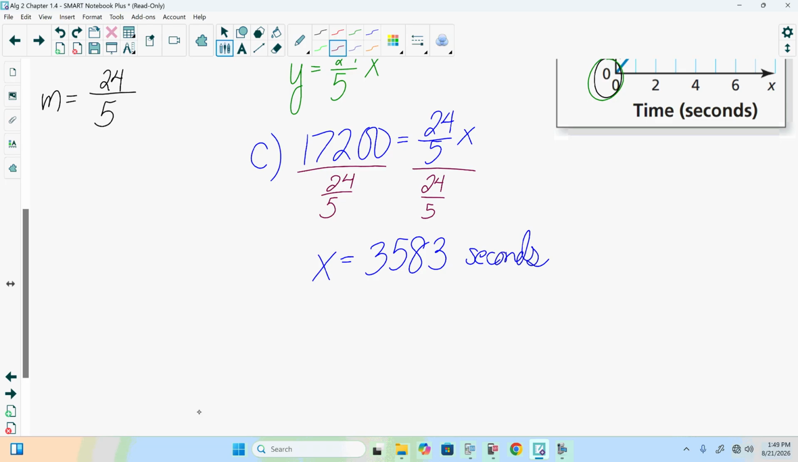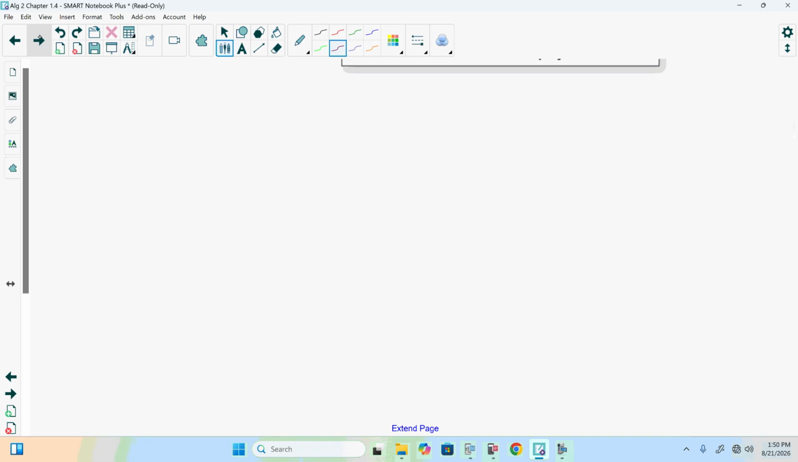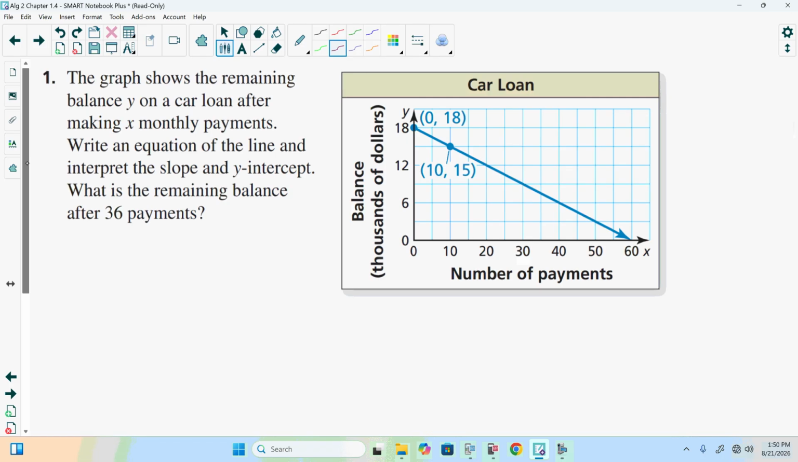Questions on this here? So we did answer all three now. We've interpreted the slope, we found the equation of the line, and we found out it takes 3,583 seconds for it to travel 17,200 miles. Questions on this here? Let's look at the next one.